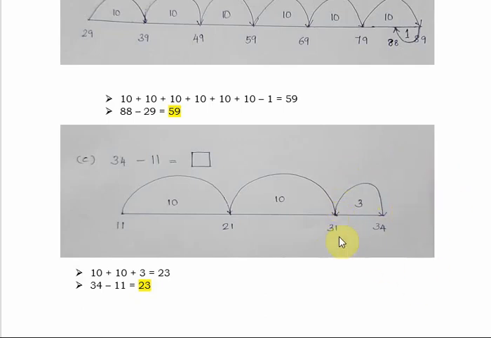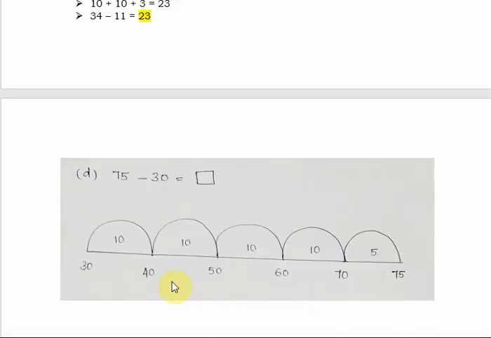Otherwise we can make a jump from 31 to 41. Again we have to come backward. So it is better to jump 3 steps only forward. Okay. So because 31 is very near to 34. So it is better to make a jump over here to 34. So we have made only forward jumps, no backward jumps. So when we make forward jumps, what we have to do? We have to add. So let us add 10 plus 10 plus 3. So how much is 10 plus 10? 10 plus 10 is 20, and 20 plus 3 is 23. So 34 minus 11, we got the answer 23.